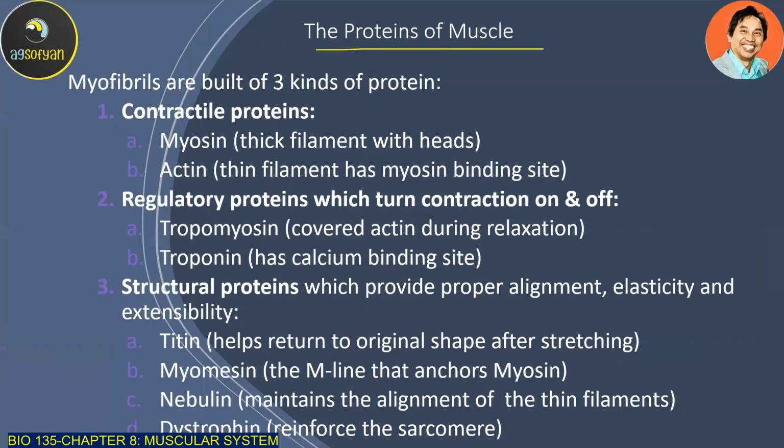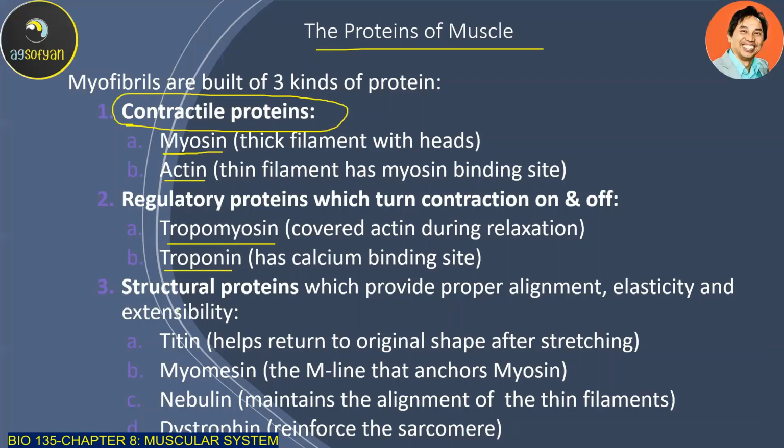Okay, now we're going to learn the three main proteins in the muscle. The first one is called the contractile protein. This is the protein that really gives contraction. I mentioned before, this is going to be myosin and actin. But there is another protein that regulates that contraction, and there are two of them. They're called tropomyosin and troponin.